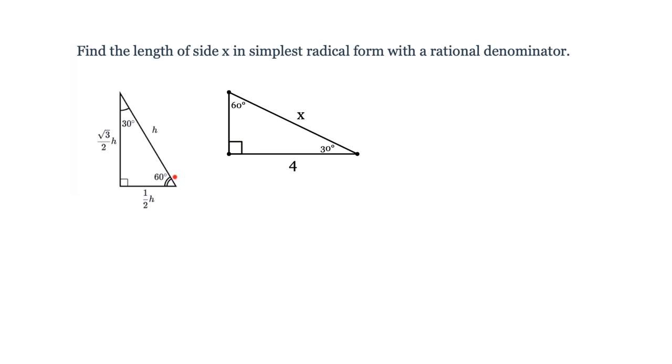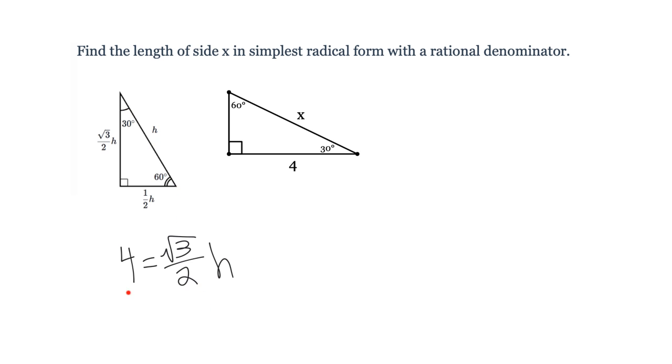On this triangle, in between the 30 and the 90 degree, we have this whole thing here. So this is equal to this. We're going to write that down. We're going to say 4 is equal to square root of 3 over 2 times the variable. Now, if you take a look at what they're asking us to find, it says find the length of side x. This is side x right here. This is the hypotenuse in between the 30 and the 60. On this triangle, the hypotenuse in between the 30 and the 60 is labeled with our h.